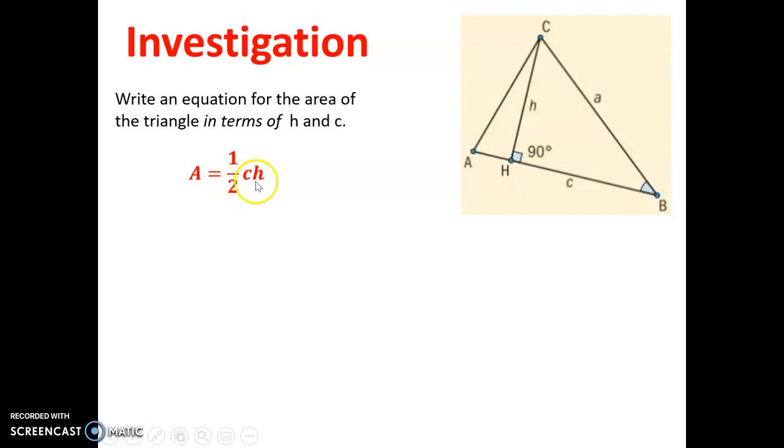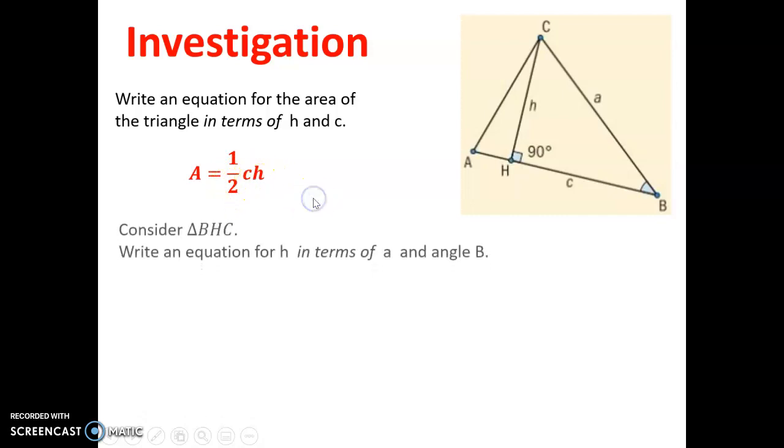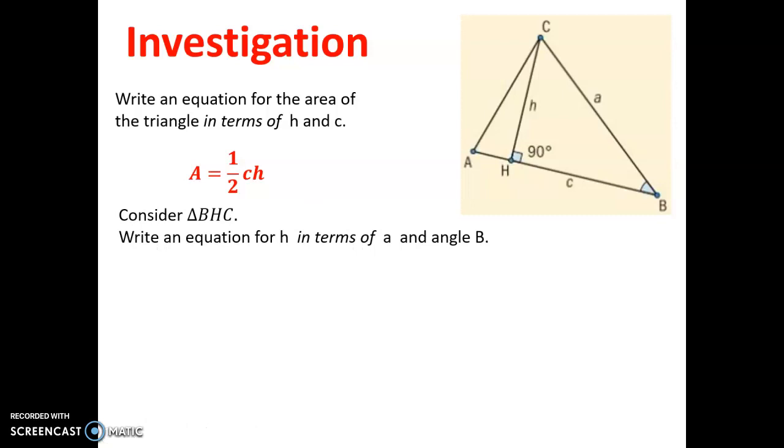Okay, so we have an equation in terms of 2 variables. Let's take the next step. Consider triangle BHC, and notice that BHC is this triangle here, not the full triangle, but this one here. Write an equation for h in terms of A and angle B. So can you write an equation for h, and in that equation we're going to have A and angle B. Okay, I hope you were thinking, well, if I need angle B and I need h, well, the way to bring those together is using a trig ratio, for example, sine.